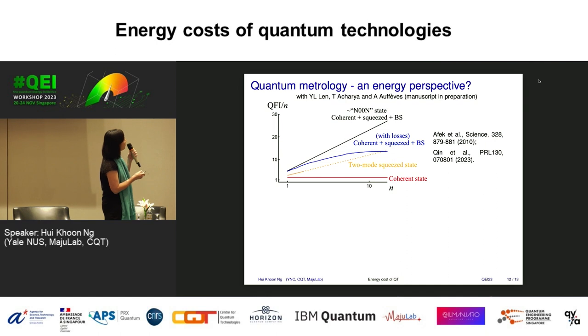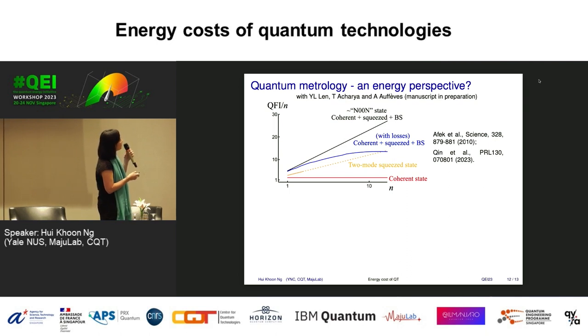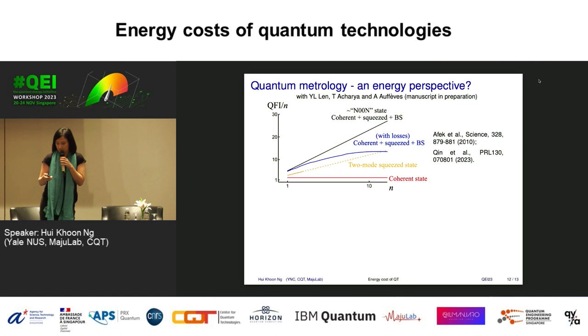So if you look at this graph, the NOON state goes up really quite rapidly. It's even better than the two-mode squeezed state. You can even add in a little bit of losses, and you'll find that even in that case, the NOON state situation still remains significantly better than your classical situation.